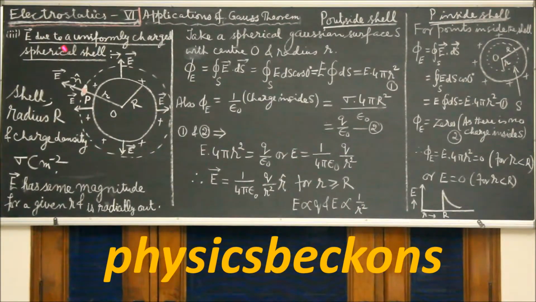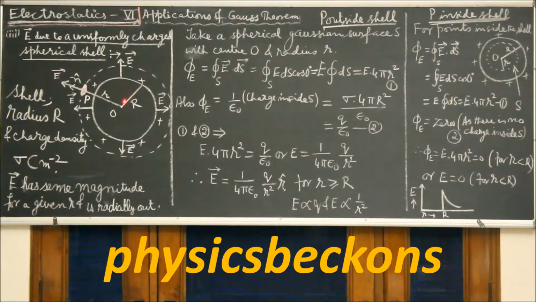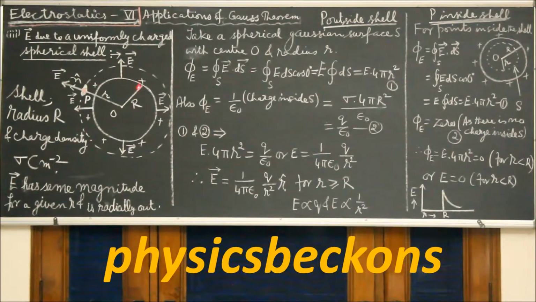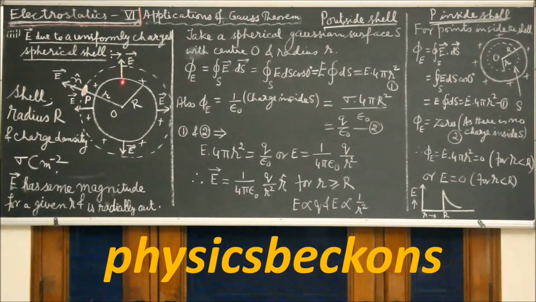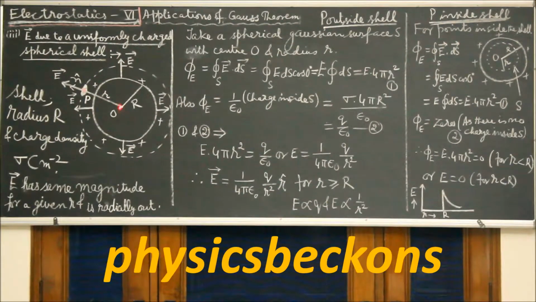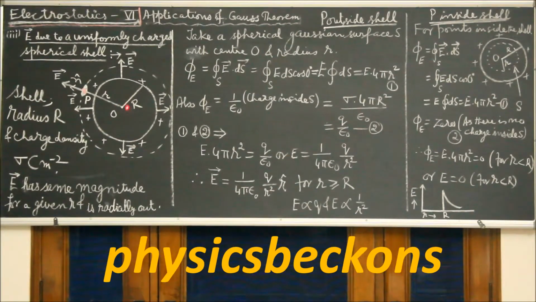Now for electric field intensity due to a uniformly charged spherical shell, let's consider a thin shell of radius capital R with center O, having a uniform surface charge density sigma coulomb per meter square. As you can see, the field due to the shell will be radially outwards for every point which is symmetrically placed around the center, and it will be acting along the radius.